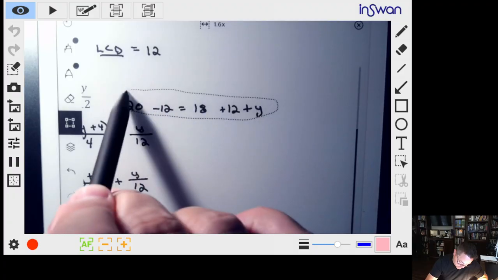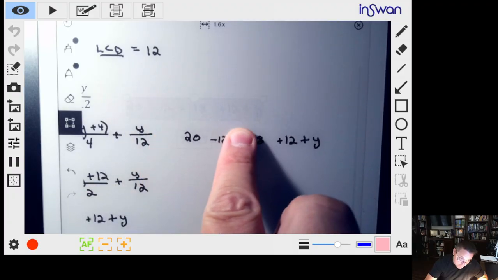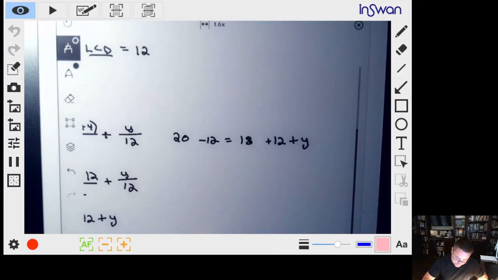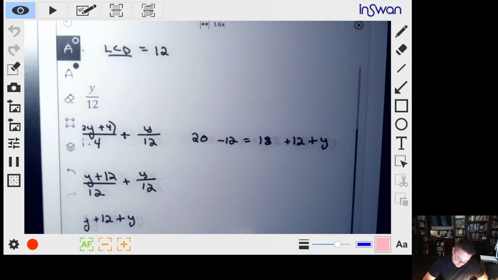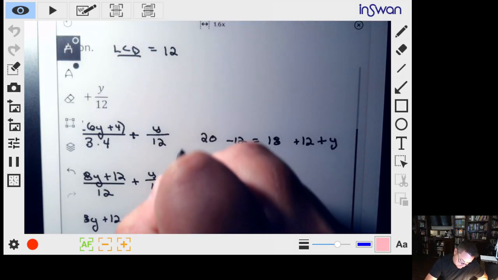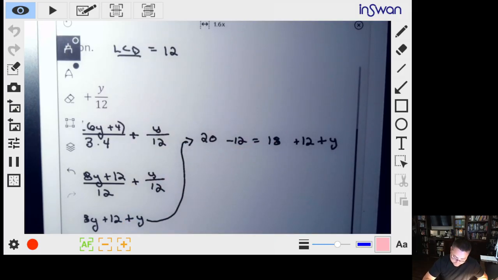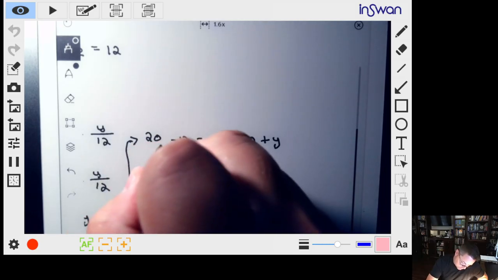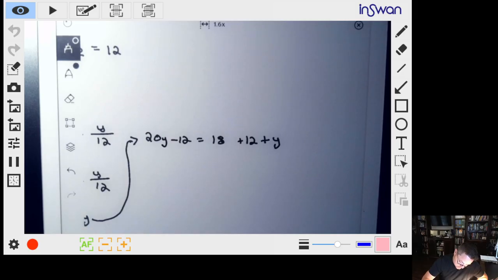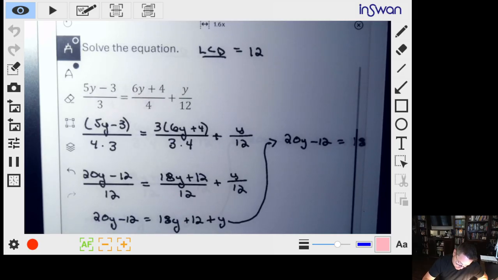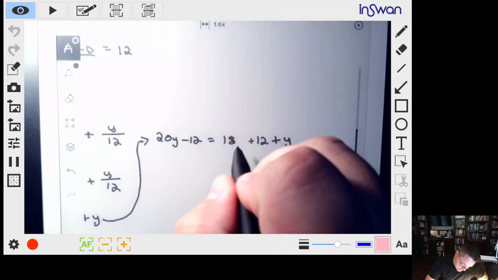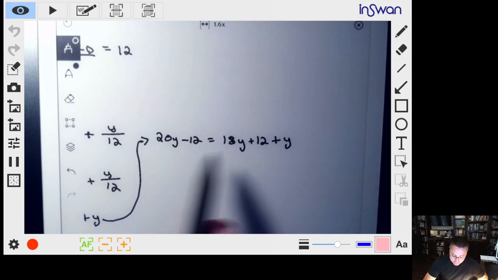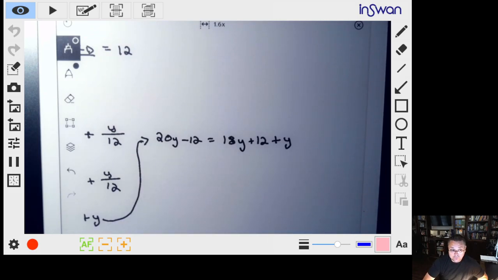Let's just slide that a little bit. Okay, so right now, just draw an arrow from here up to here. So now we just have this nice... my y didn't get copied, did it? Let's just make sure that's all correct. 20y minus 12, and this 18y. Okay, that looks better. So now what we want to do is solve this linear equation.